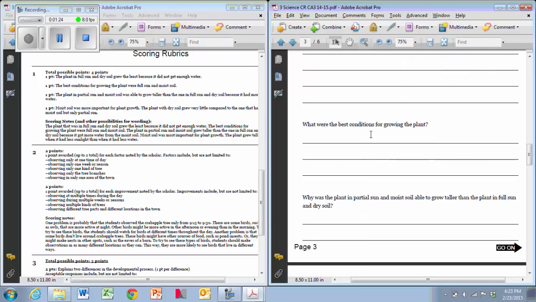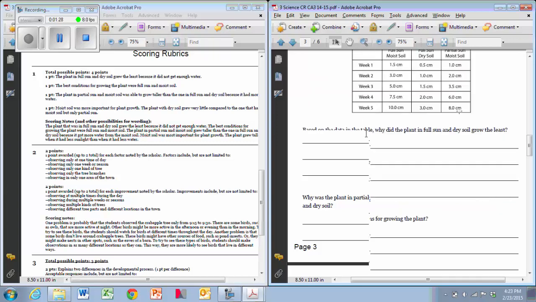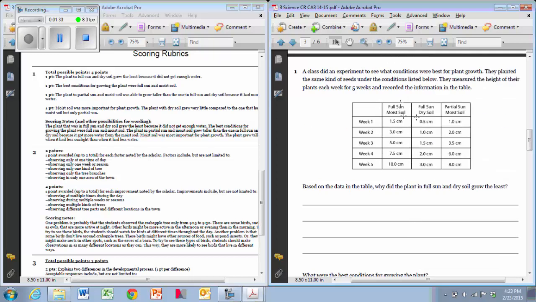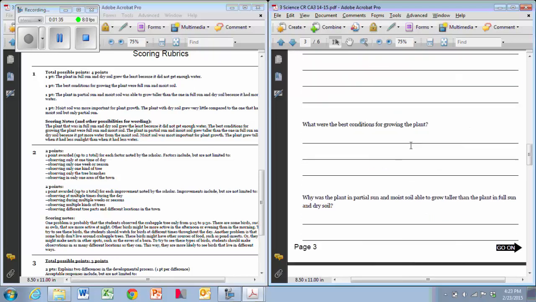For the second part, what were the best conditions for growing the plant? They should note that the best conditions were full sun and moist soil because it had the most amount of growth, and that will get them 1 point.